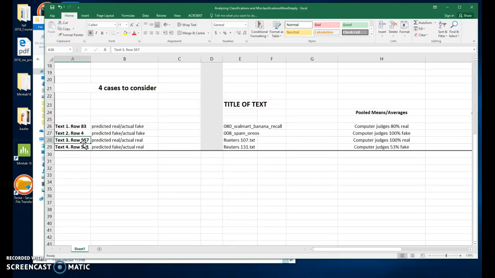Text 3, row 557, you don't have to worry about rows. Predicted real, actual real, a real classification. Text 4, row 581, predicted fake, actual real.